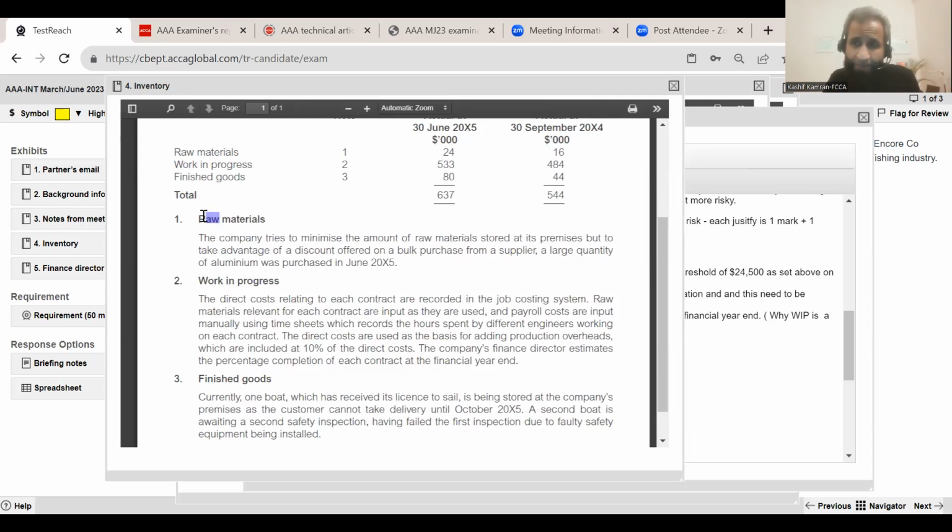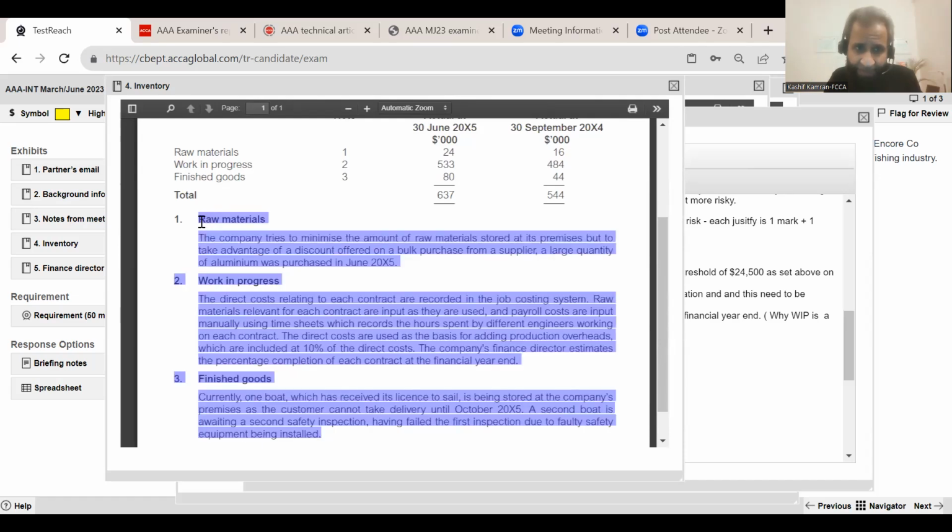I hope you remember my mnemonic for procedures, CASP: case-specific, action, source, purpose. So procedures will come from within the paragraph here: raw material, work in progress, finished goods. You dig inside them, you find the facts, you convert them to a procedure. So you need to find good 8 procedures from right over here. You're not writing journal procedures on inventory. You're writing specific procedures around the risky areas mentioned in notes number 1, 2, and 3.